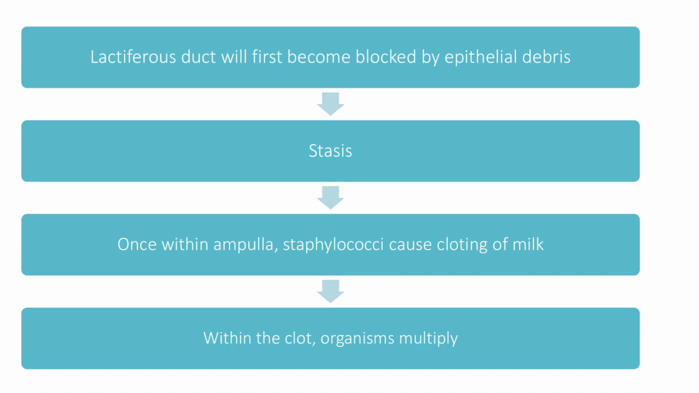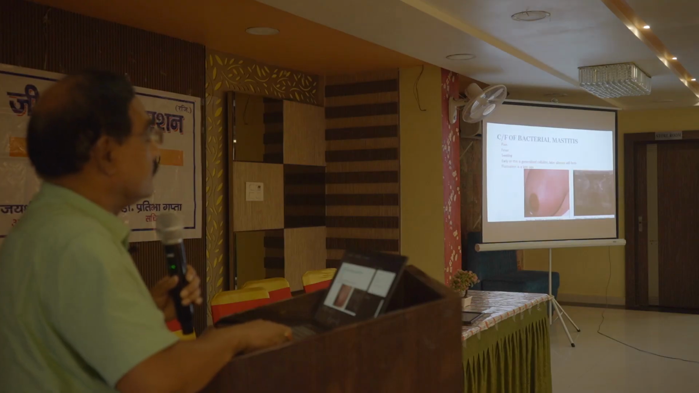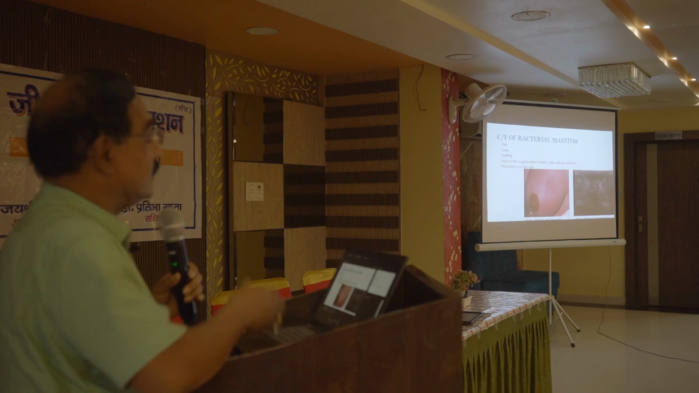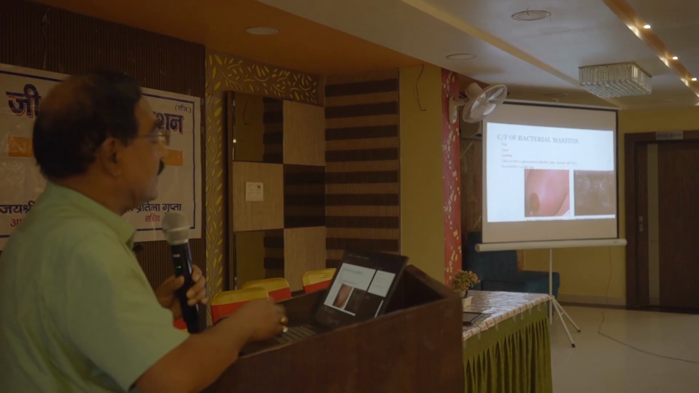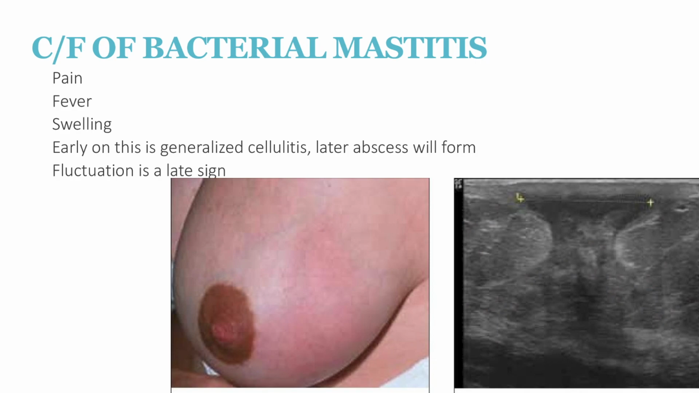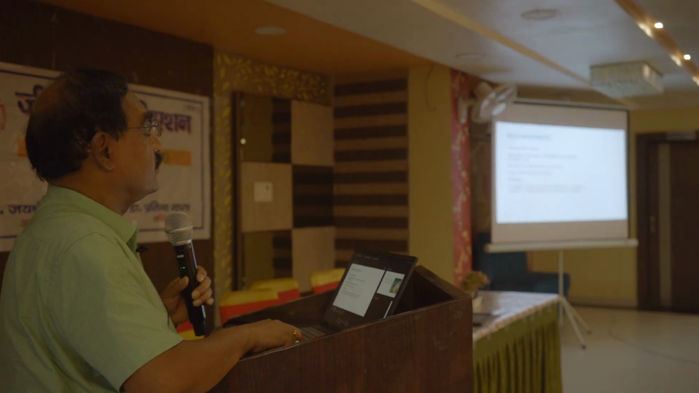So how does mastitis happen? The lactiferous duct first becomes blocked by epithelial debris. Then stasis happens. Once within the ampulla, staphylococci cause clotting of the milk. Within the clot, organisms multiply, and that gives the mastitis. The clinical features of bacterial mastitis, as you can see in the diagram, are very clear: pain, fever, swelling. When it is early, you see generalized cellulitis, and once it is late, fluctuation can also be seen, that is breast abscess formation.